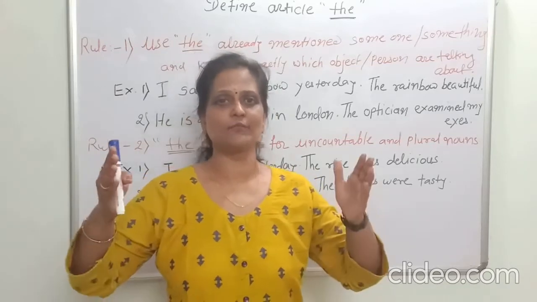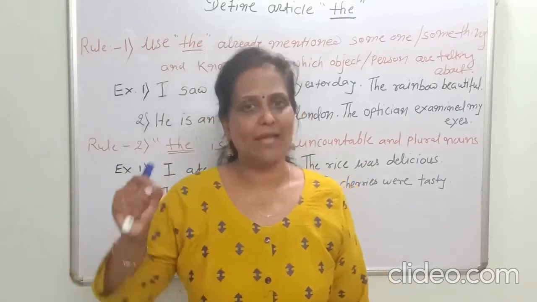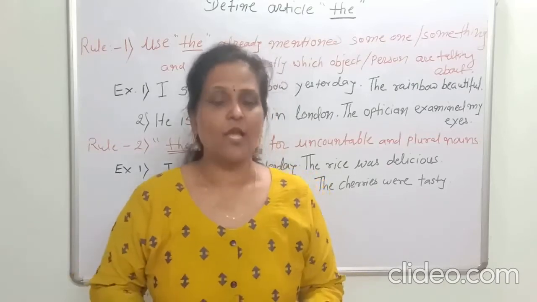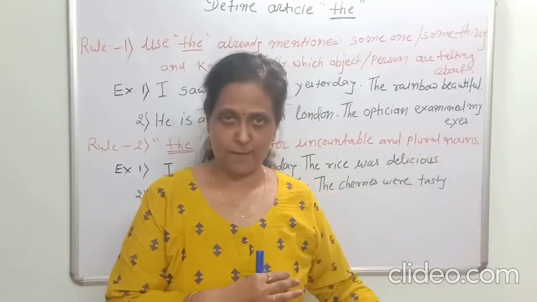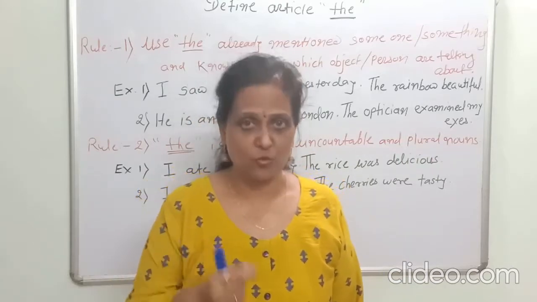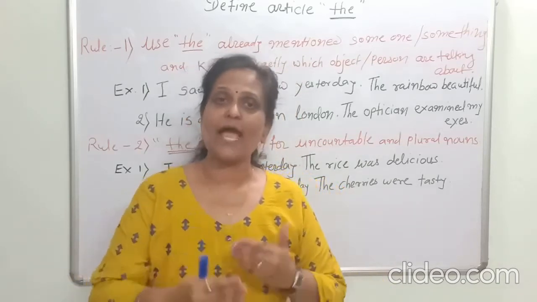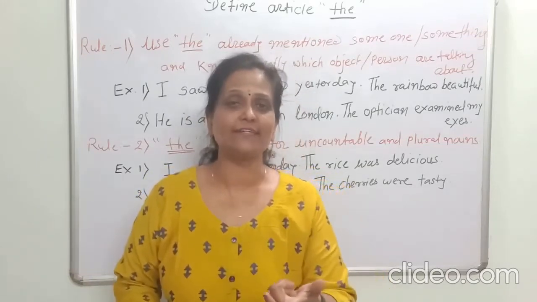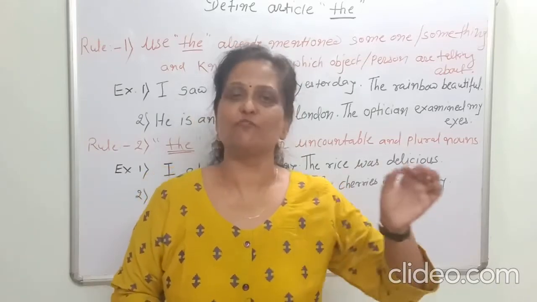So, the first 2 rules. The first rule is that if we have already mentioned an object, we already talked about the object, we should use the for that object, for that noun. It means earlier we were talking about a noun, something or someone already mentioned, so we have to use the for the specific, defined noun. We should use the for that noun after that.